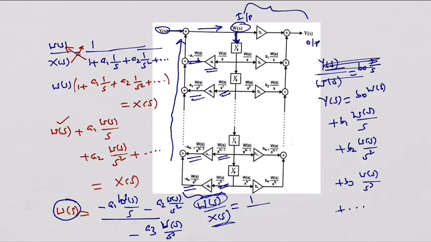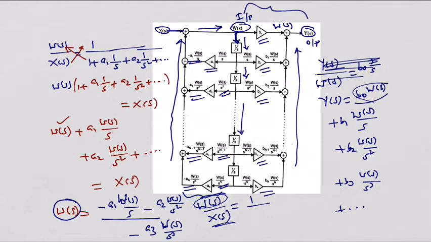That is how every time the W of s is passed through 1 by s, 1 by s, 1 by s modules, and they are simply multiplied by b_n, b_(n-1), b1, b2, b naught, all those coefficients, and they are added to produce y of s. They are added with W of s on one side, W of s multiplied by b naught of s, the first term, right?